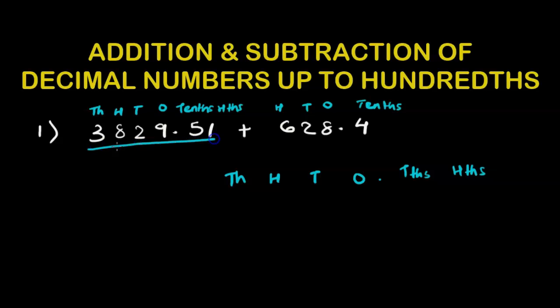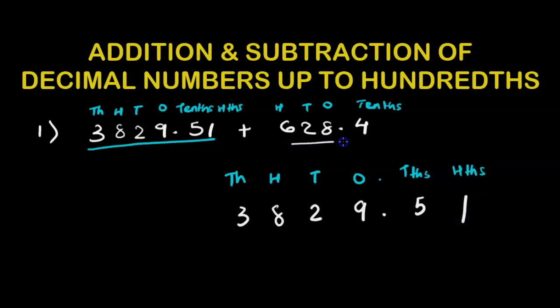We would put the first number down first. So we put 3 under thousands place, 8 under hundreds place, 2 under tens place, 9 under ones place. Then we put a decimal, 5 under tenths place, 1 under hundredths place. This is the first number.